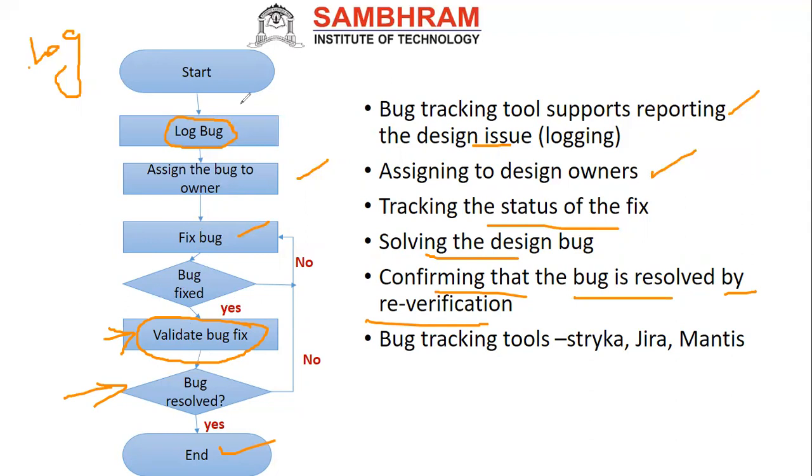Now, what are the different tools used for bug tracking? These are some common, very familiar tools: Strica, Jira, Mantis. These are the different tools for bug tracking.